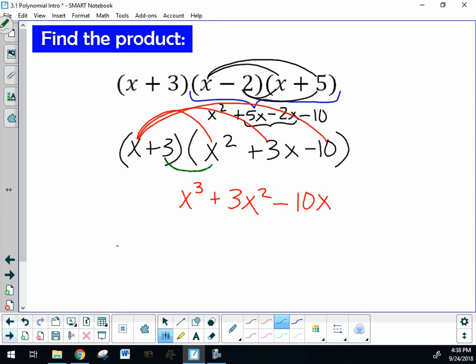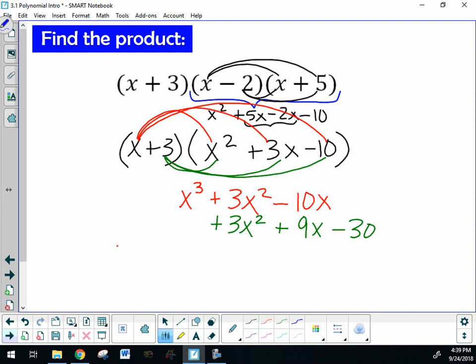Now I'm going to distribute the 3. I've got another 3x squared. Now I'm just multiplying the 3 by the 3x to get 9x. And finally multiplying the negative 10 by 3 to get negative 30.